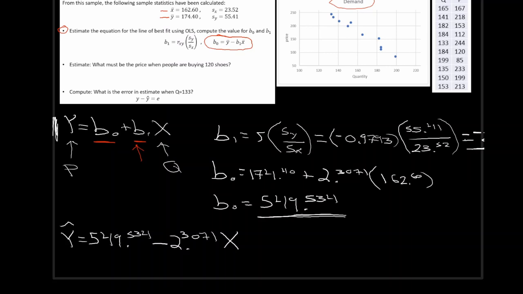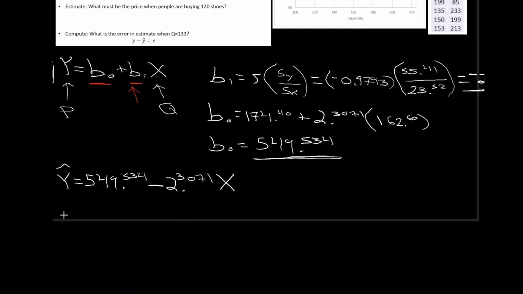Our next question is, where is it here? Estimate what must be the price when people are buying 120 shoes. So when x is 120, what is our estimate of y bar? Well, hey, we can do that. Sorry, I said y bar, I meant y hat. Y hat equals 534 minus 2.3071 times 120, just putting 120 in for our value of x and then calculating.